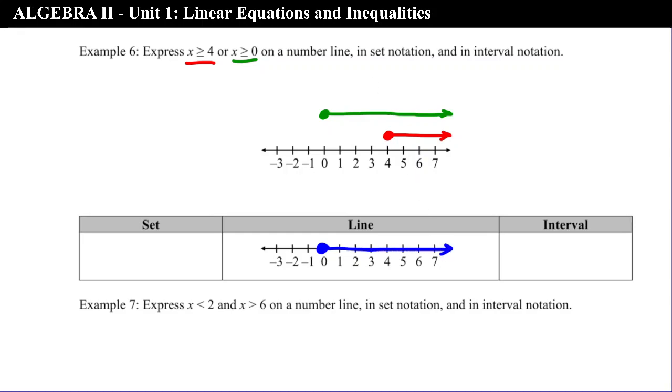And that green line in set notation is all x such that x is greater than or equal to 0. And then in interval notation, we're starting with our lower bound, which is 0, and we're including the 0, and we're going to infinity.